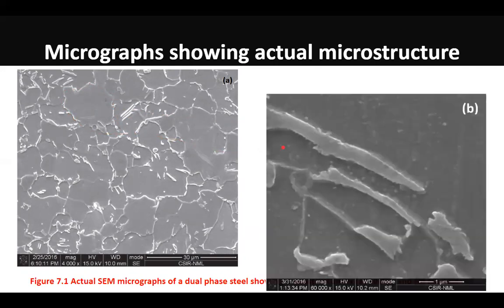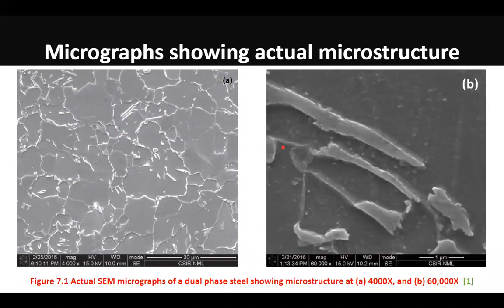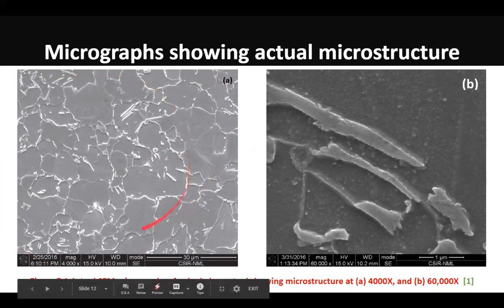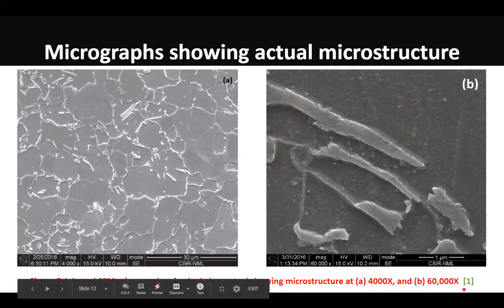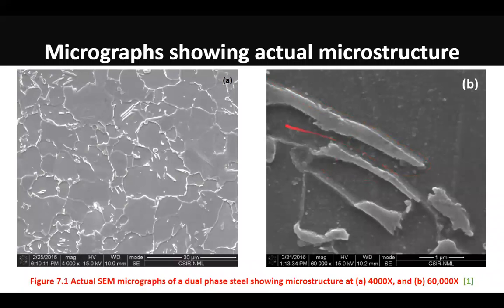I have another diagram which is on a much higher magnification. The first diagram was at 4000x, which was clicked through SEM, right? But the other diagram is at a much higher magnification, this is through a machine called a field emission gun scanning electron microscope. This is at 60,000x. And now you can clearly see that ferrite is the background phase and martensite is in the form of needles.